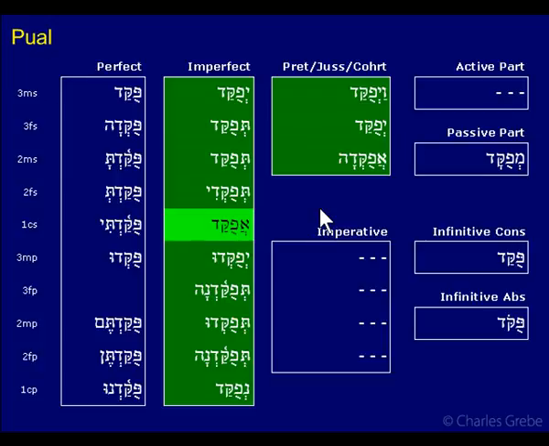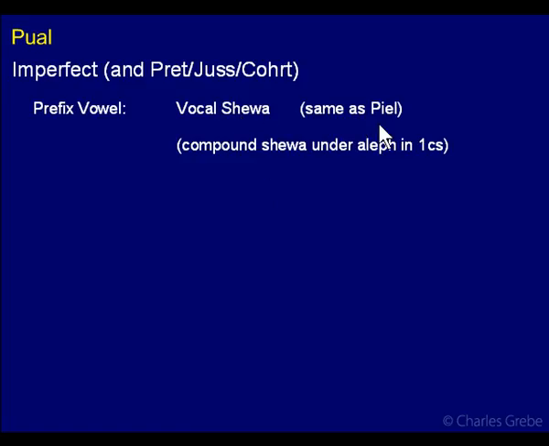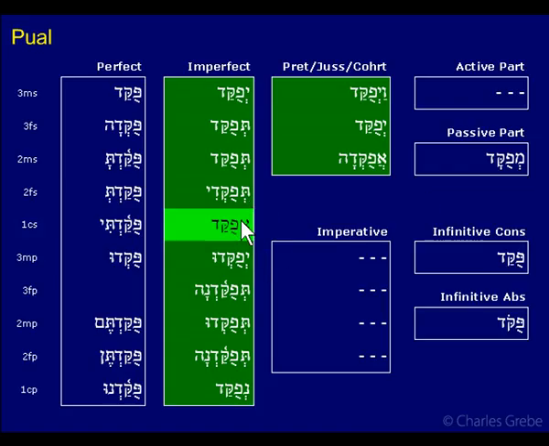In the imperfect, what do you want to say there? Well, probably the biggest thing here is you've got this vocal shva, right? It marks Piel and Pual. Vocal shva, same as Piel. Compound shva under aleph in 1CS. But we've seen that. Aleph can't take a vocal shva, and so it takes a compound shva.